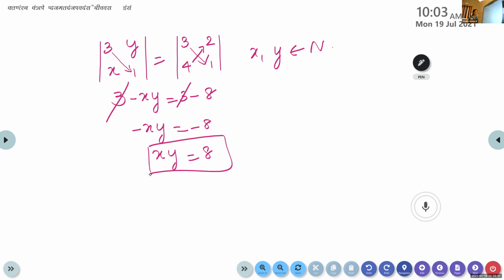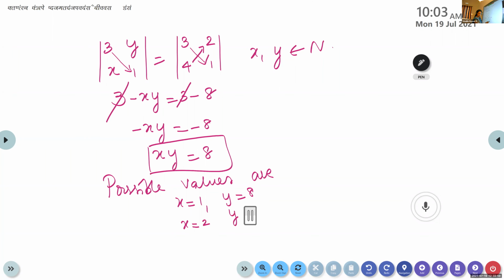You are not getting separate values for x and y. Instead of that, we get the product xy is 8. Therefore, what are the possible values? The product should be 8. So the possible values are x is 1, y is 8. Then x is 2, y is 4. Then x is 4, y is 2. Then x is 8, y is 1. Although now we are getting this many combinations, look at the determinants.